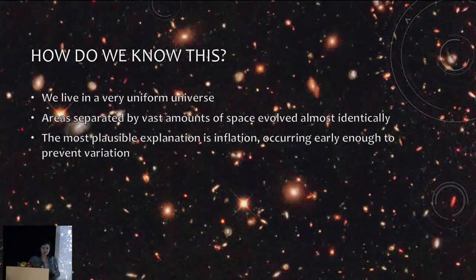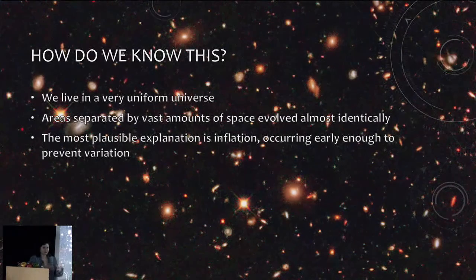And that's pretty unlikely. It's pretty unlikely that areas of the universe, billions of light years apart from each other, so far apart that they couldn't have influenced each other, somehow evolved identically to have the same distribution of matter and energy. And so that's where inflation comes in: it took place so early in the life of the universe that variation didn't have time to occur.